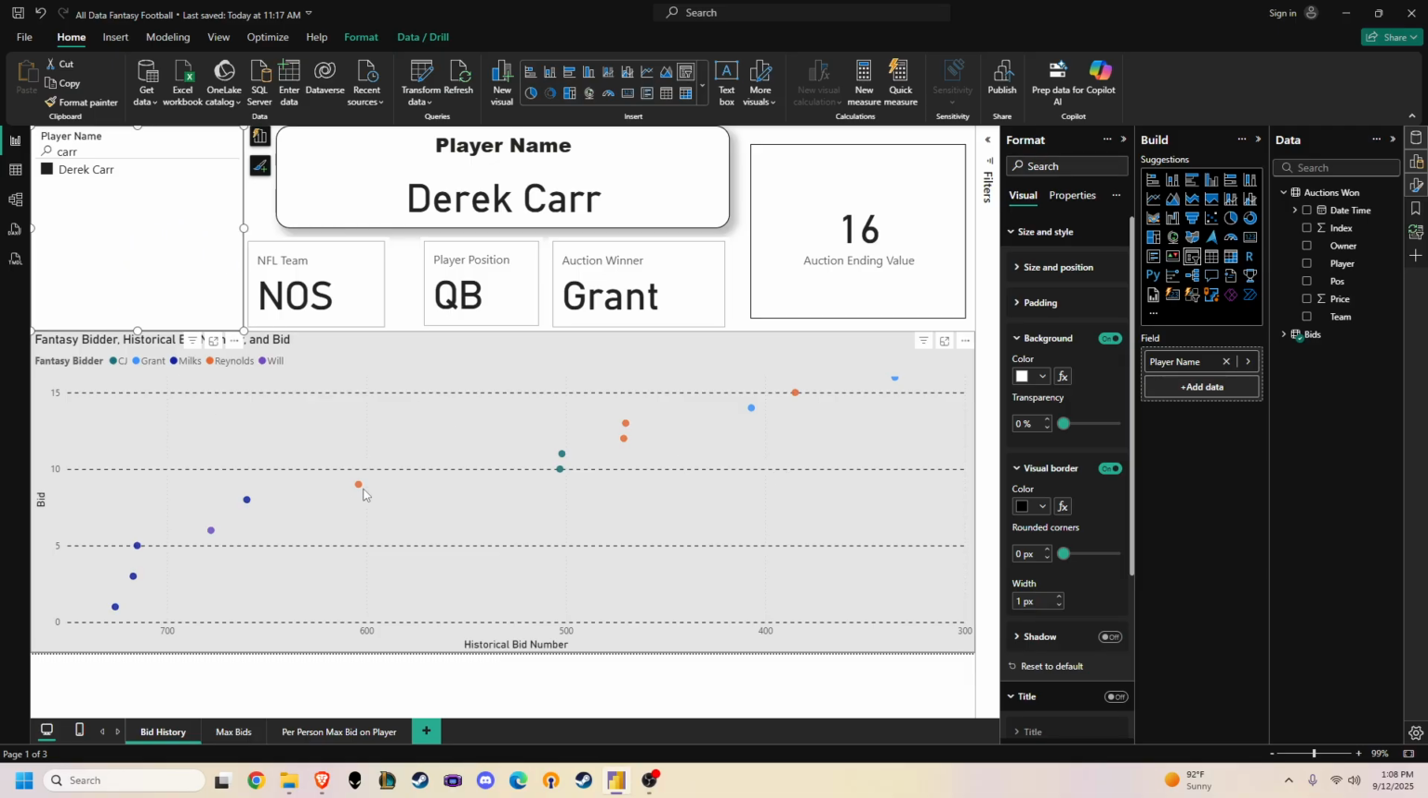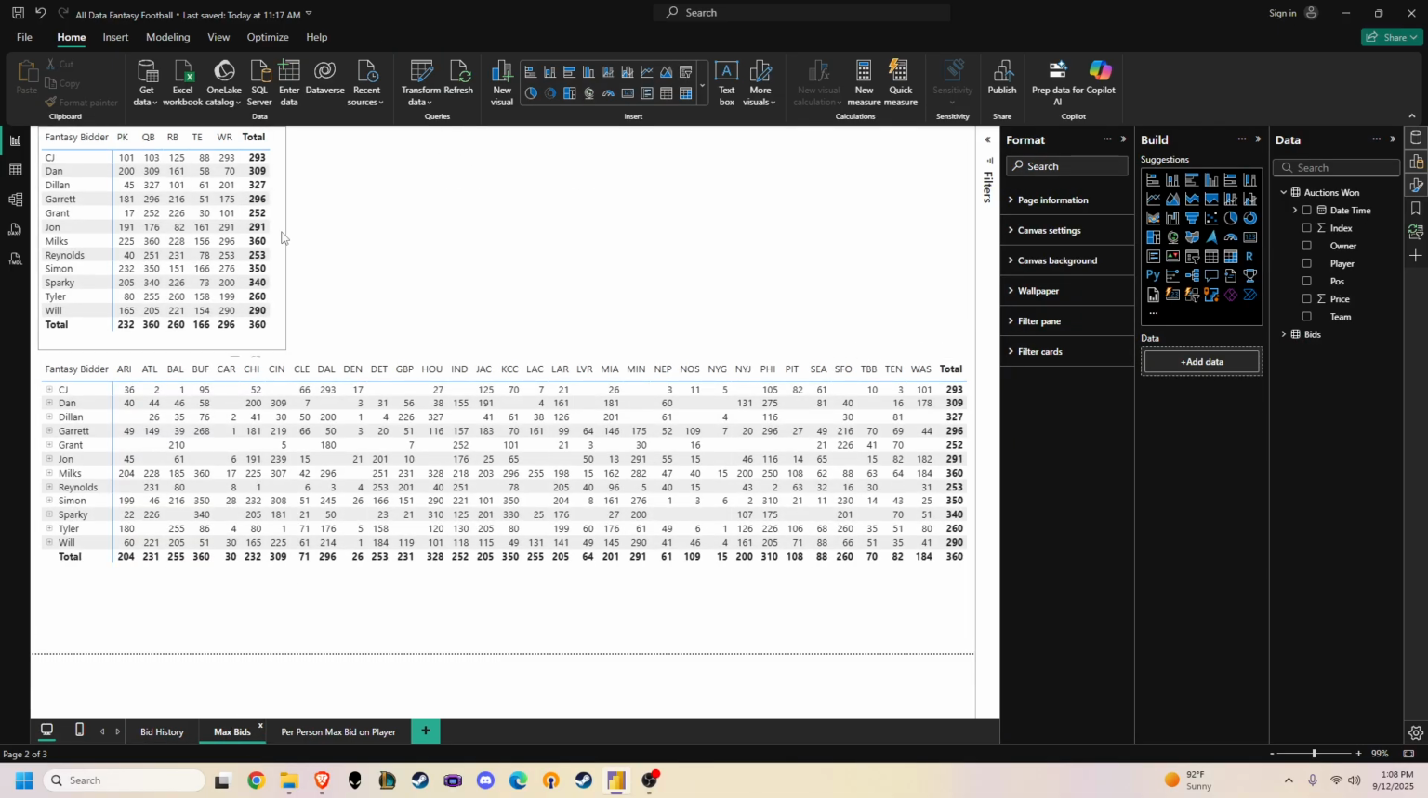I also had a page where you could see who was willing to bid the most on each category of player and by team. A lot of people didn't like the Carolina Panthers, but the Cincinnati Bengals were a huge hit.